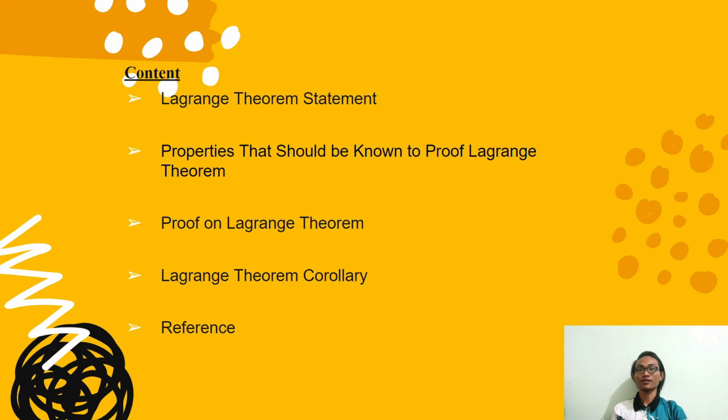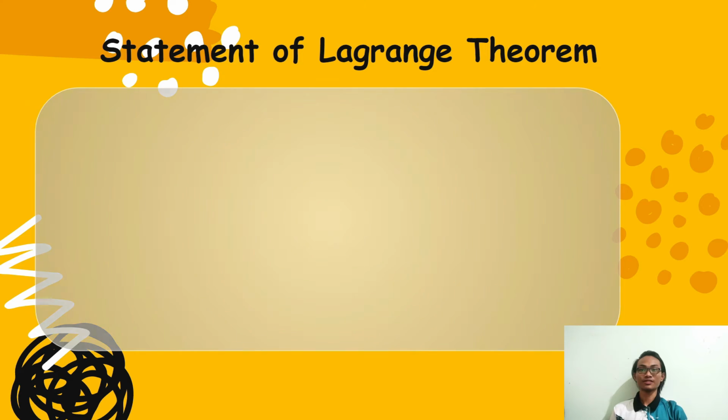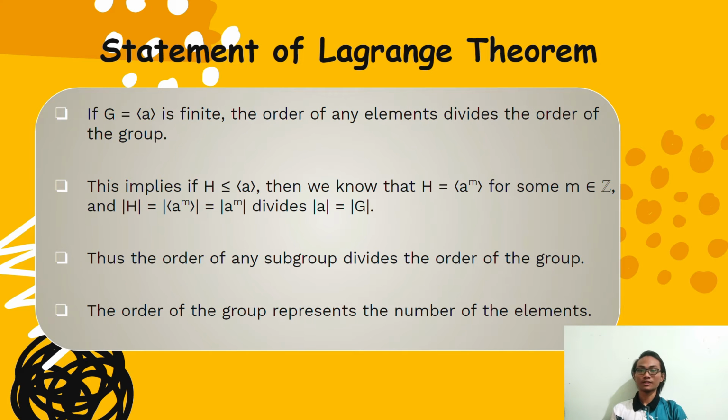So, we are here to present about Lagrange theorem. There is the statement of Lagrange theorem. First, if G is equal to the subgroup that is generated by A is finite, the order of any element divides the order of the group.